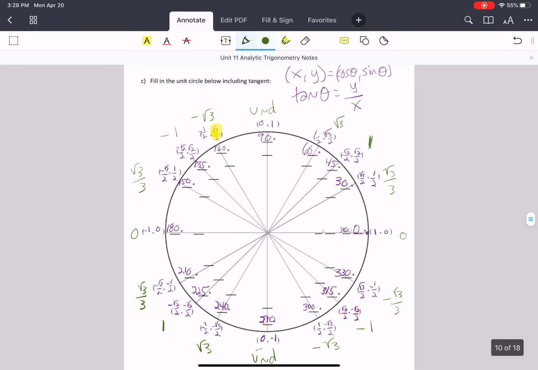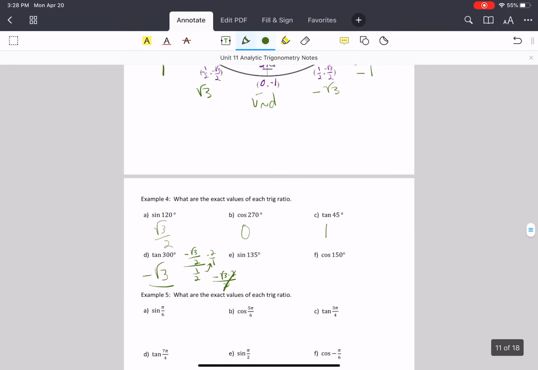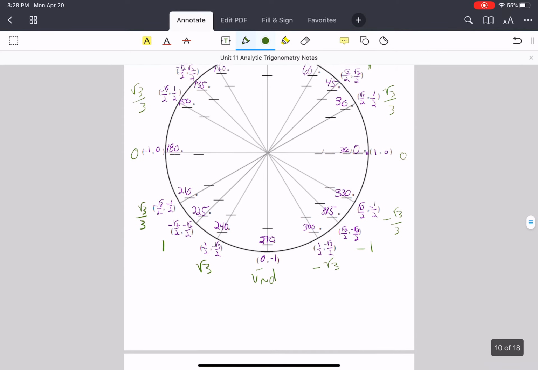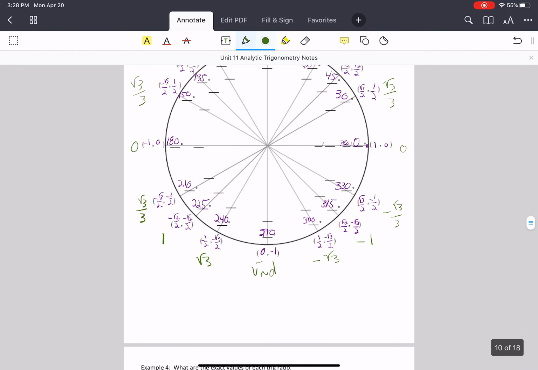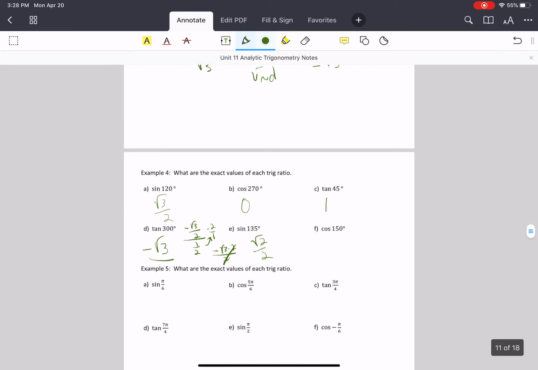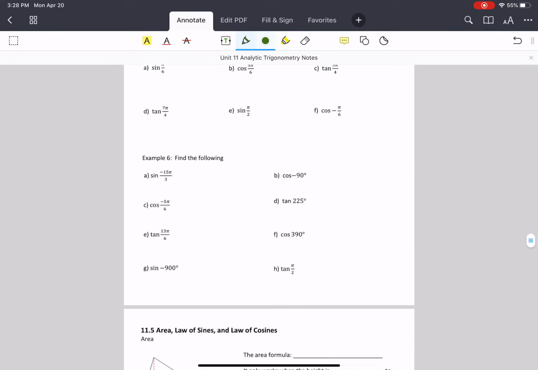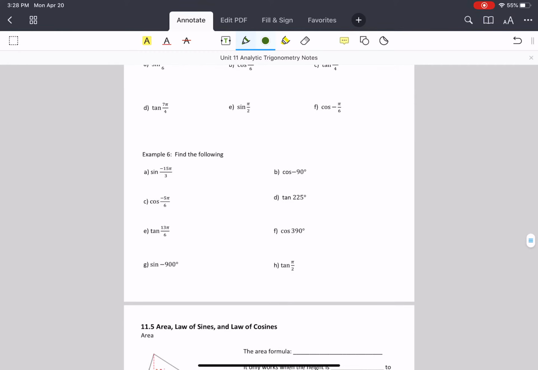The sine of 135 is going to be the y coordinate there, so that's root 2 over 2. Cosine of 150 is the x coordinate there, so that's negative root 3 over 2. Okay, now we're going to skip example 5 because we're going to talk about that next time, but let's come down here and look at example 6.